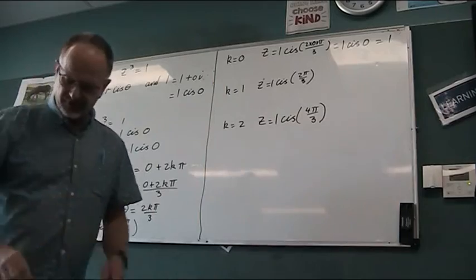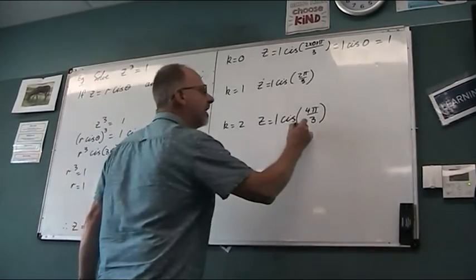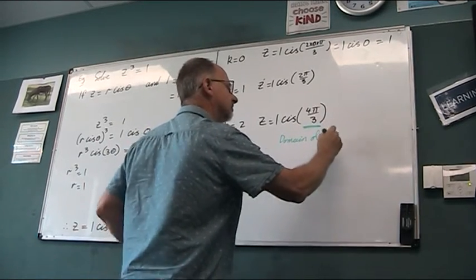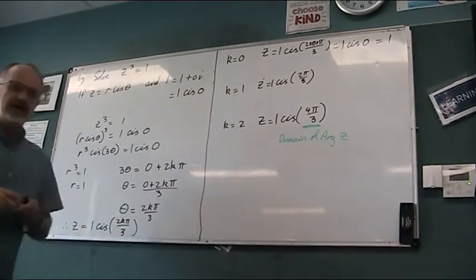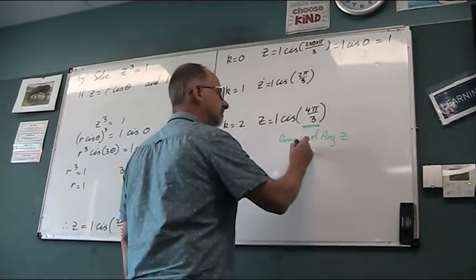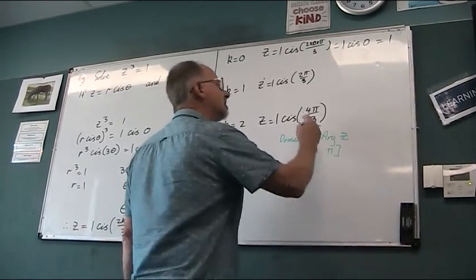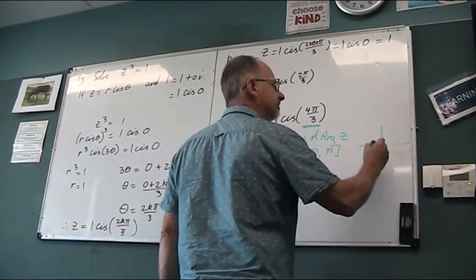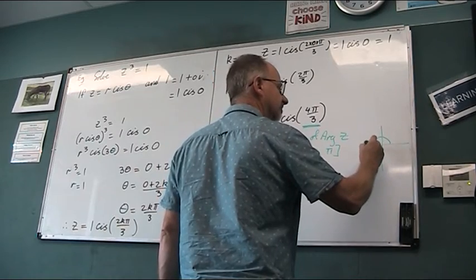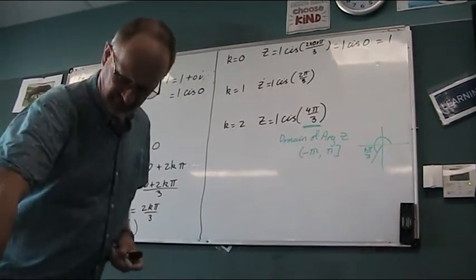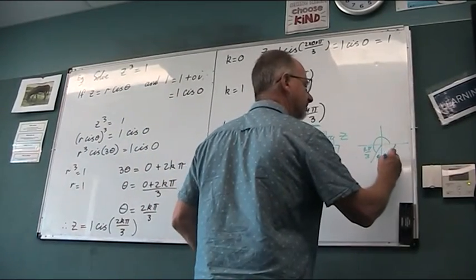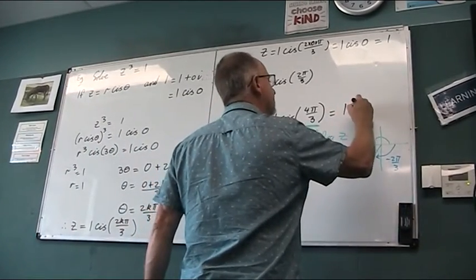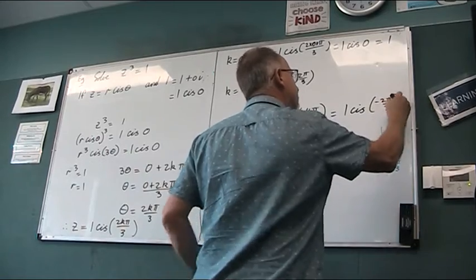Now, we need to pay attention to our argument. The domain of our argument has got to be between negative pi and pi. So this one here, 4 pi on 3, it's too much, isn't it? 4 pi on 3 is over here. So we need negative 2 pi on 3. So that one there is 1 cis negative 2 pi on 3.